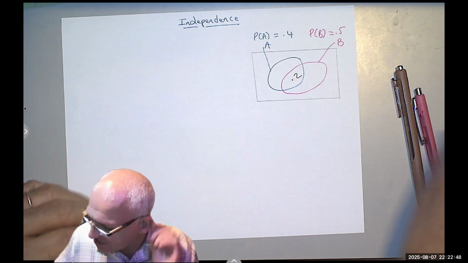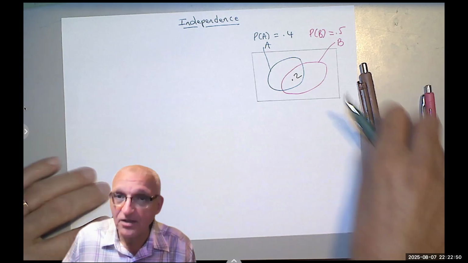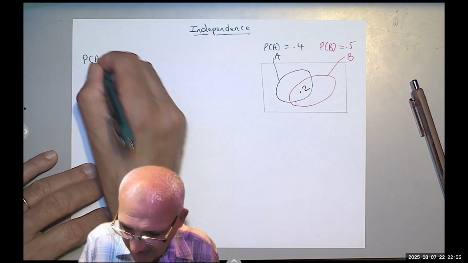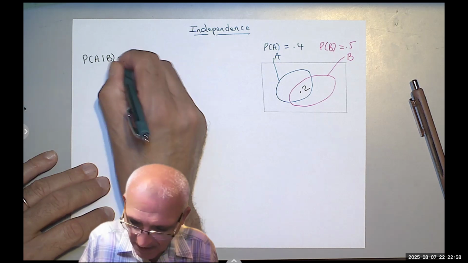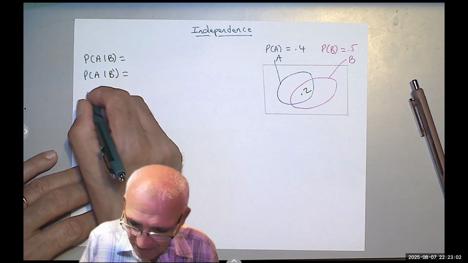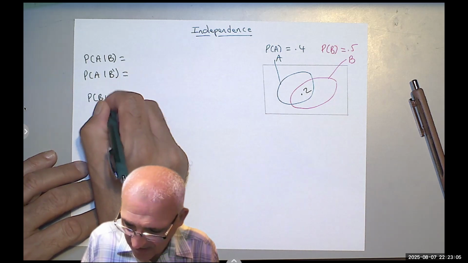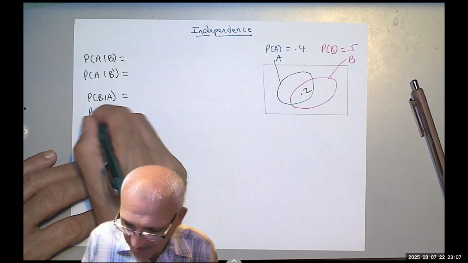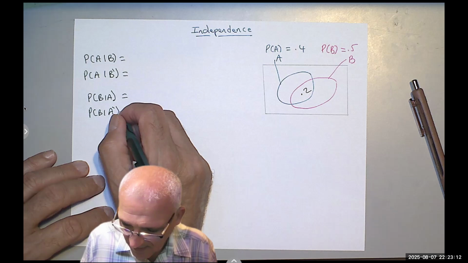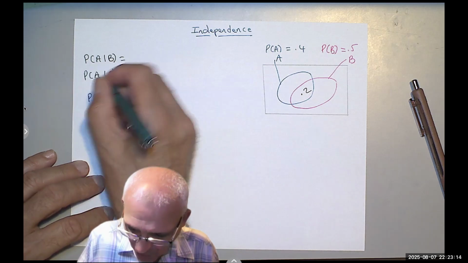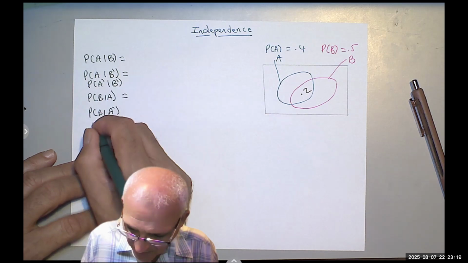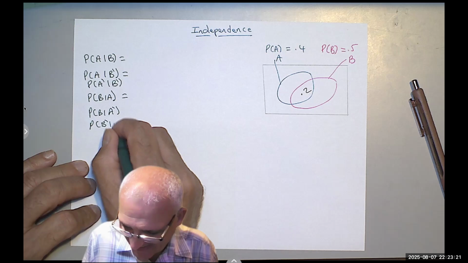Let's go over the definition of conditional probability. How do I calculate the probability of A given B, the probability of A given not B, the probability of B given A, and the probability of B given not A? And maybe to complete it, the probability of not A given not B, and the probability of not B given not A.